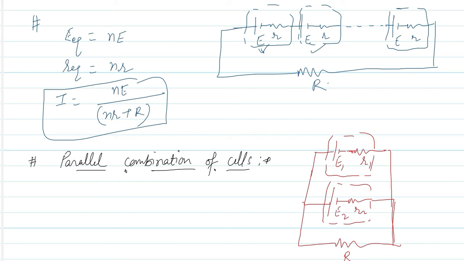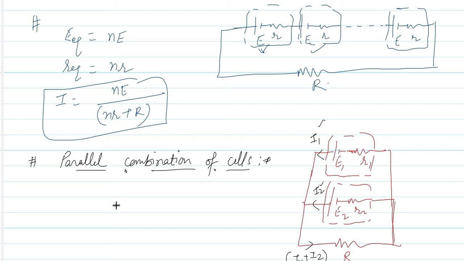And how would you find the equivalent EMF this time? Suppose here you can see there are two branches, one is this and another is this, and these two branches must be carrying different currents, as these EMFs are different. So you will consider the current through the first branch as I1 and the current through the second branch as I2, and when you see the total current flowing through R, you will find it is I1 plus I2, right? So I1 plus I2 is the total current flowing through resistance R.